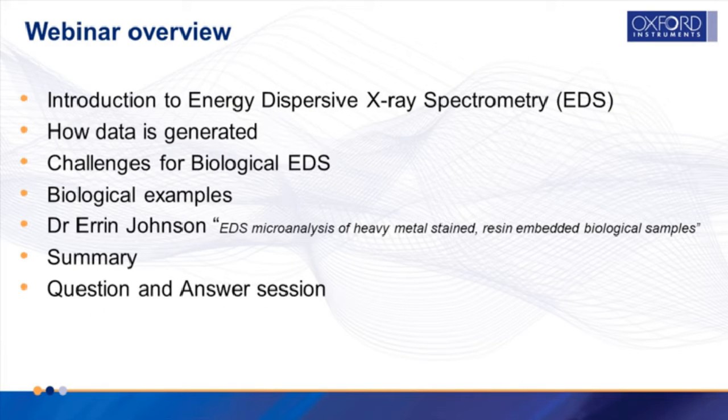We have broken the webinar down into a few sections, and I will start off by giving a short introduction into the production of different signals generated in an electron microscope when an electron beam interacts with a sample, and how EDS can be used to detect one of these signals. We will go on to consider the generation of EDS data, followed by how biological samples can be particularly challenging for this technique. I will then talk through a few examples before handing you over to Erin, who will talk about their current research using EDS on biological specimens. I will then give a brief summary before we move on to the question and answer session.